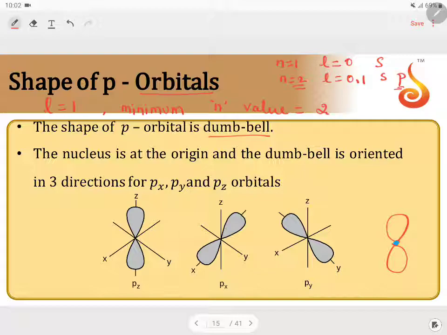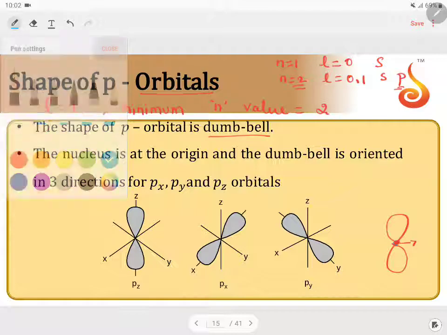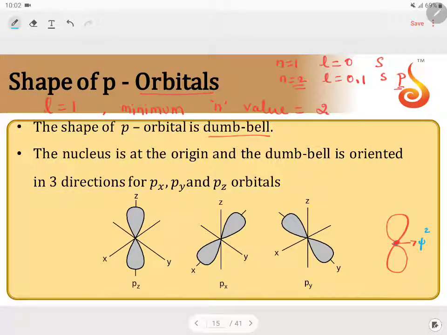And wherever you see that the two lobes are touching each other, this point becomes a node. When I say node, the value of psi square will be equal to 0. And p is a subshell actually.